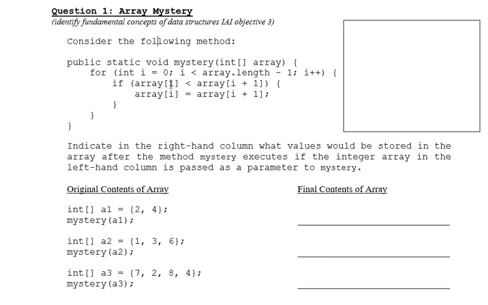Here is our method. It's called mystery, and you notice it has a parameter variable of an array of type int. And here are three different method calls to mystery. You will be sending the array that is initialized prior to the method call and tell me the final contents. Indicate in the right-hand column what values would be stored in the array after the mystery method executes.